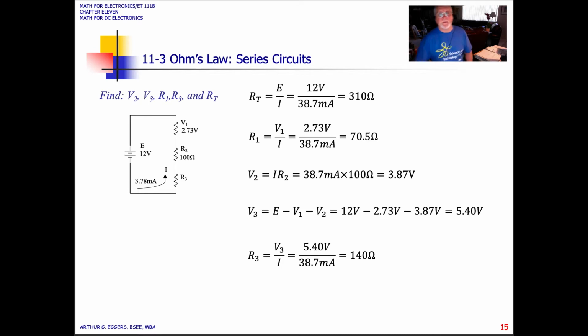So the last step then is solving for the resistor value R3. Now that I know V3 and the total current in the circuit, that gives me 140 ohms. So we're using combinations of the laws as we're learning them: Ohm's law, the different variations of Ohm's law mathematically, and Kirchhoff's voltage law in this case.